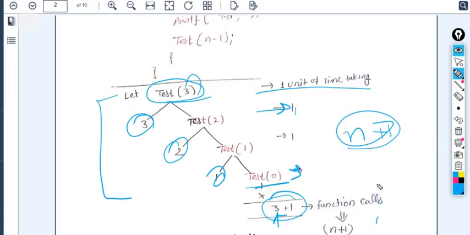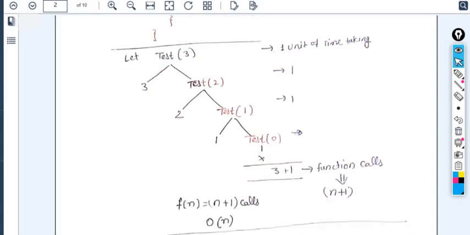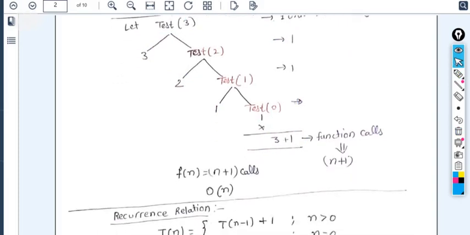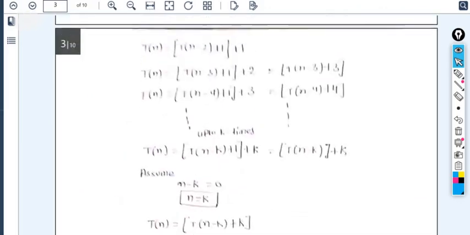So this was the generalized form: n plus 1. If you represent f(n) as a function being called n plus 1 times, what will be the time complexity, how much time is taken by this algorithm? That is order of n, because the 1 is a constant term and you can neglect it. You can write it as theta or big O, it doesn't matter much. So order of n is the time taken by the function.